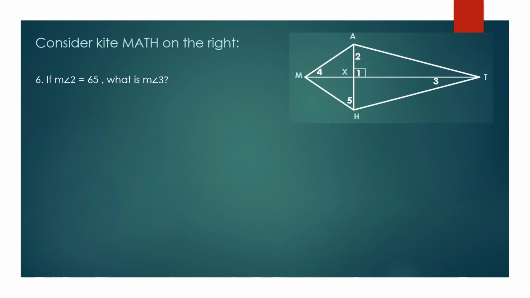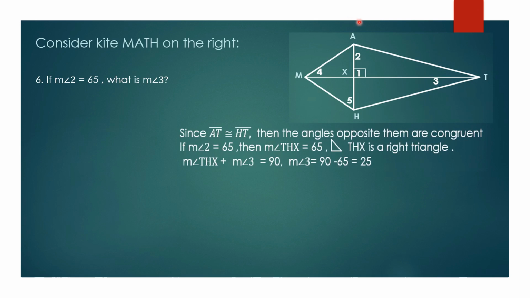Number 6. If the measure of angle 2 equals 65, what is the measure of angle 3? Since segment AT and segment HT are congruent, then the angles opposite them are congruent. So we have angle 2 and angle THX. So if angle 2 is 65, so the measure of angle THX is also equal to 65.